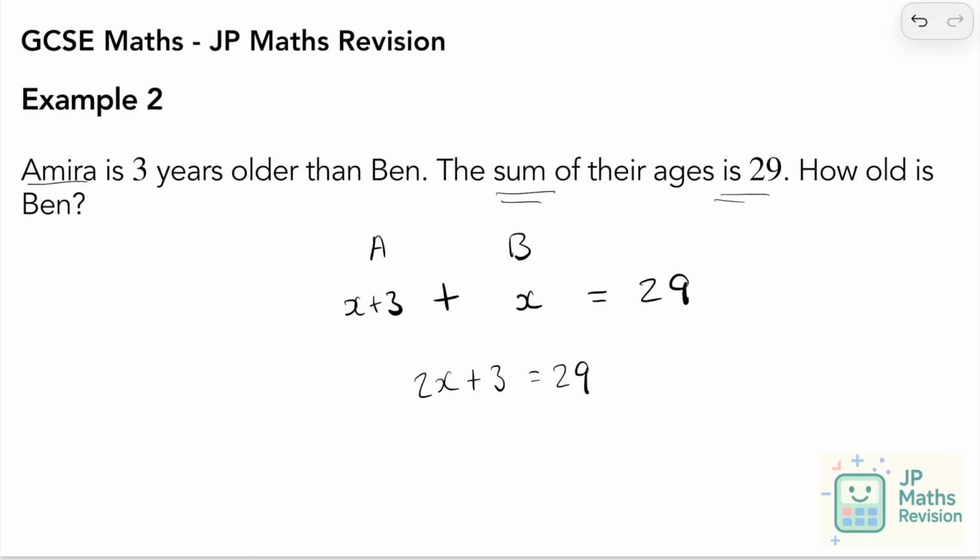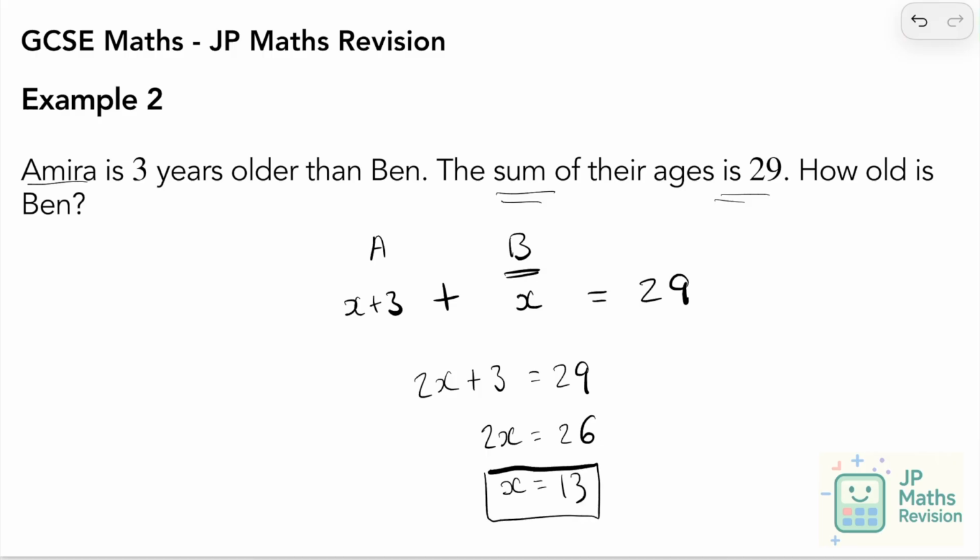So the opposite of adding 3 is minusing 3. So I'm going to minus 3 from both sides, and we end up with 2x equals 26. And then we need to get rid of the 2. So to get rid of the times by 2, we divide by 2. So we end up with x equals 13. So therefore x is 13.